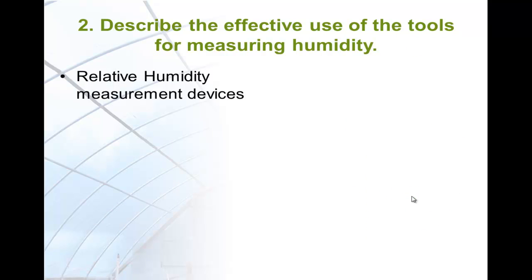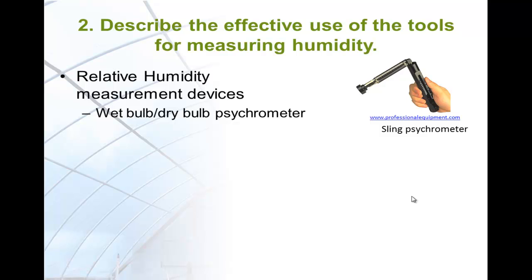Next slide, we're going to talk about different measurement devices for relative humidity. A wet bulb, dry bulb psychrometer is commonly used for relative humidity measurement. There are motorized versions, but here we are showing a sling psychrometer that is equipped with a dry bulb temperature thermometer and a wet bulb temperature thermometer. By acquiring the temperatures of the dry bulb and wet bulb, the relative humidity can be determined using psychrometric charts.